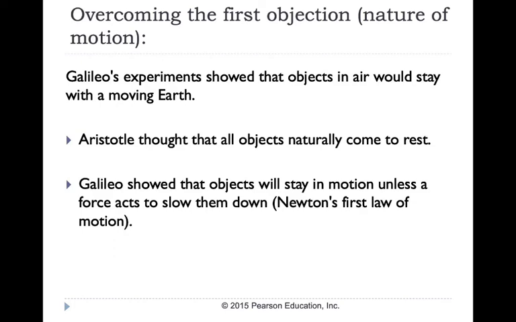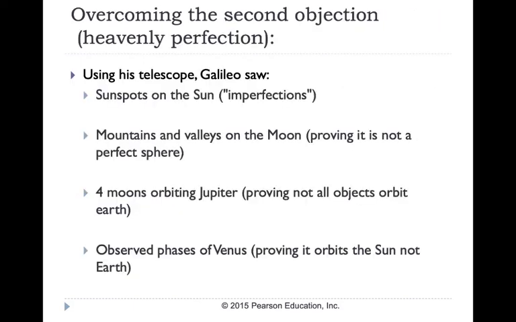So Galileo showed some of these experiments here. Aristotle thought that objects naturally come to rest, and Galileo showed otherwise. And later on, Newton took some of that to make his laws. So again, as things are moving together, tossing an object up in a car, you all move forward together.